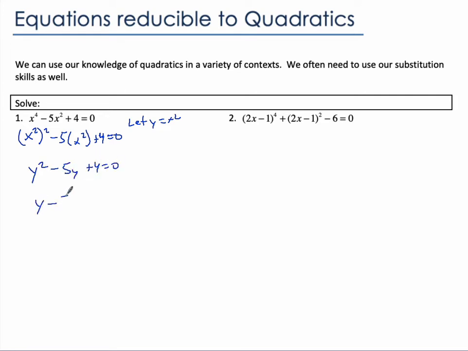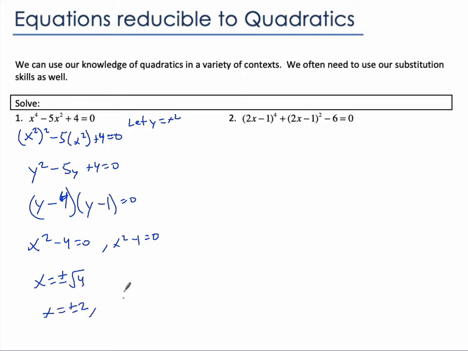Okay, so this becomes y minus 4, y minus 1, but put back in the x. So y equals x squared. So we get x squared minus 4 equals 0, x squared minus 1 equals 0. So x equals positive negative root 4, which is positive negative 2. And here we got x equals positive negative 1. So it's 4 solutions there.